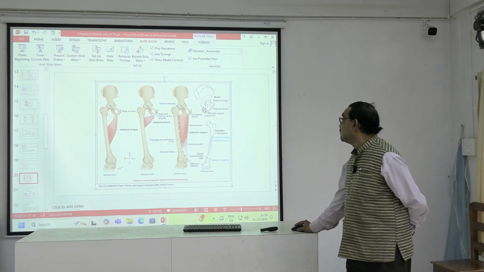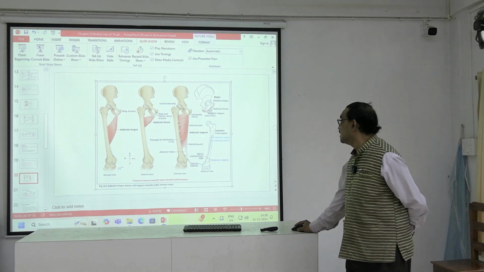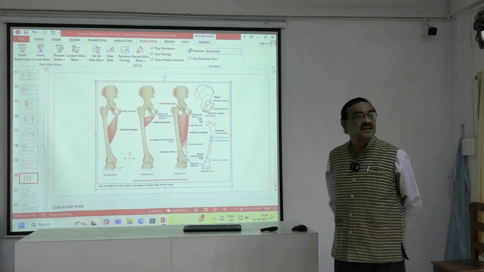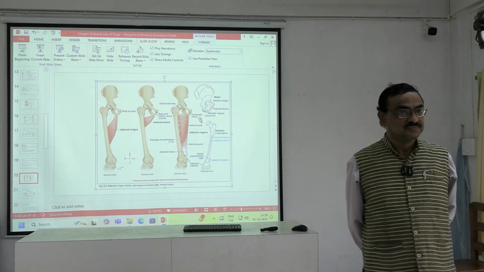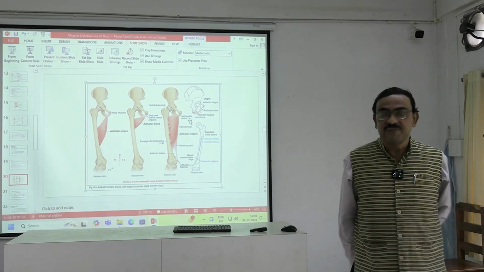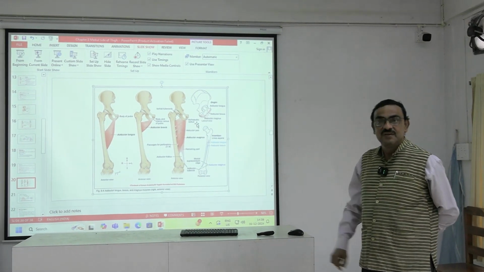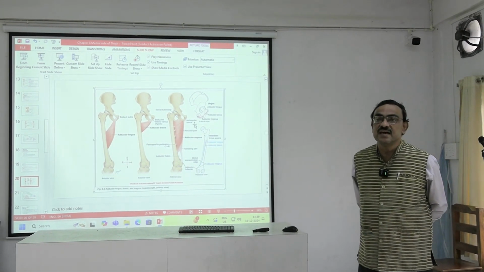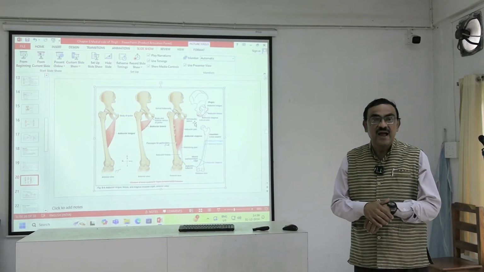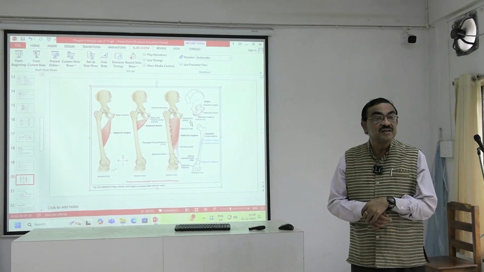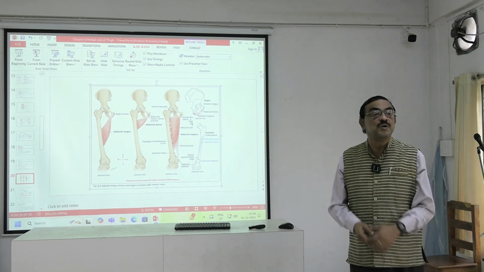And this is the adductor magnus. It has a wide area of origin. It takes origin from the ischium, you can see, and it is also taking origin from the ischiopubic ramus. These ischial fibers of adductor magnus are not adductors. The ischial fibers are part of the hamstring group of muscles.